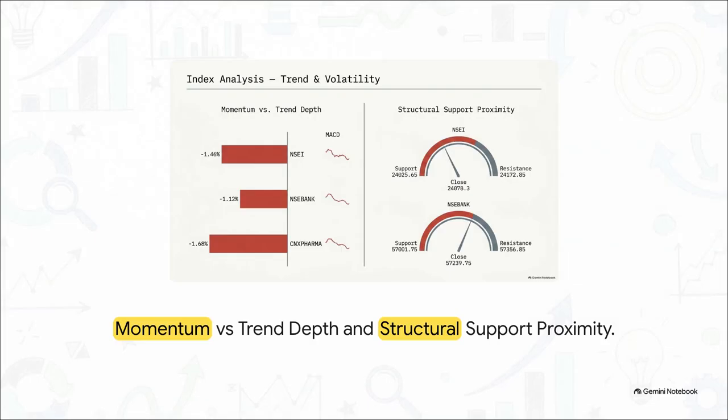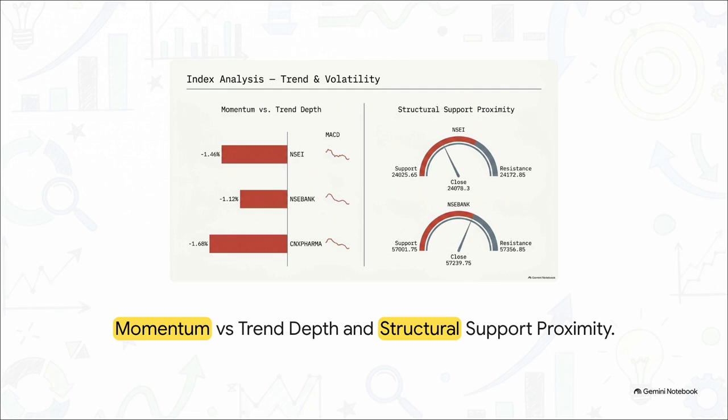Okay, so looking at this visual, we've got both the NSEI and NSE Bank, and right now they're hovering in what is very clearly a neutral momentum phase. If you glance at the left side, you'll see the 5-day trend depth shows the NSEI is down about 1.46%, and the NSE Bank is down 1.12%. We've also got a MACD indicator that's pointing downward.